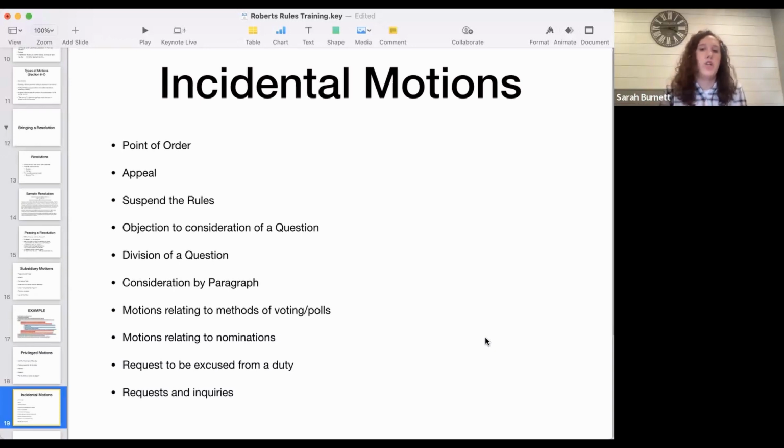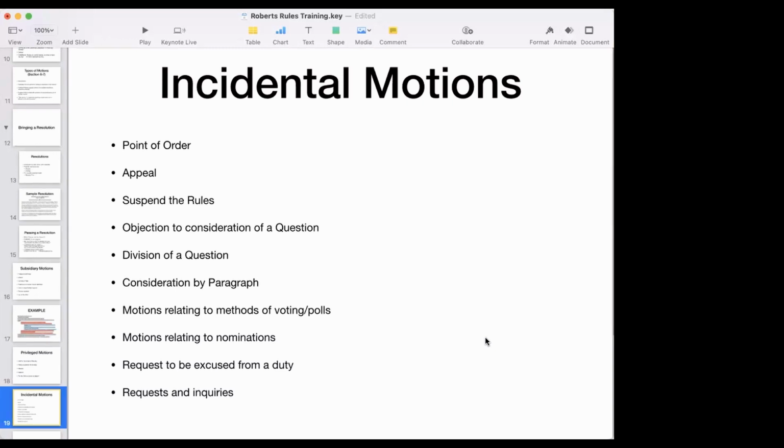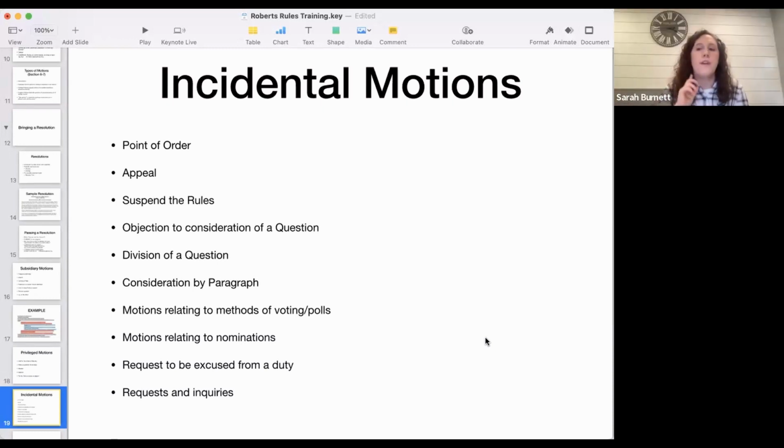Objection to consideration of a question. Division of a question. So that means you take a voice vote, the ayes and nays, and then you can just call out the word division if you feel like it's too close and the chairman shouldn't call the vote yet. He should retake it, and at that point it forces a standing vote, and after the standing vote you can call division again and have a standing counted vote.